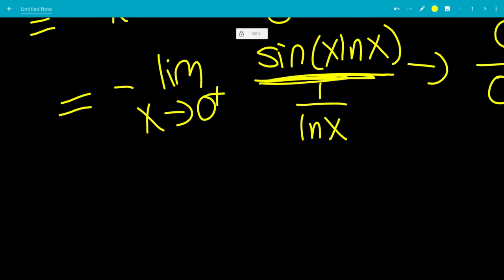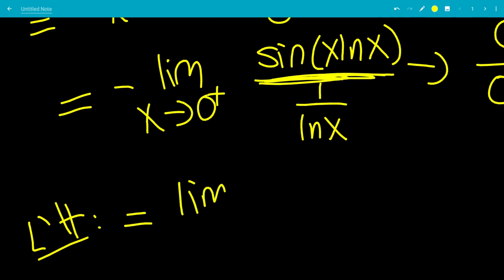So now we can use L'Hopital's rule again. So now this will be the limit, the negative sign in the front, times x goes to 0 plus, sorry.